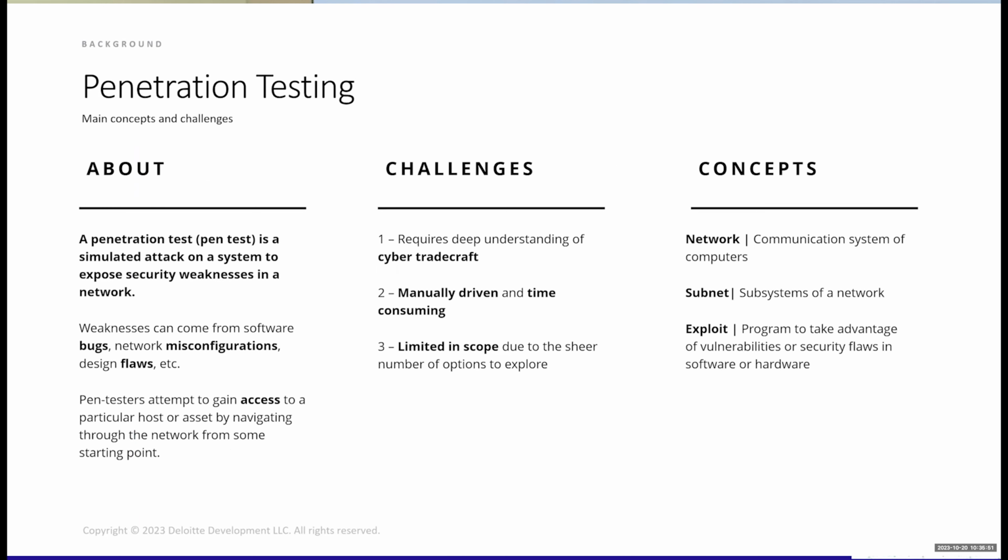Right? So just a simple definition, penetration testing is a simulated attack on the system to expose security weakness in the network. The main challenge the red teams are facing is, when they're dealing with a large, complicated network, say with 1,000 or even more hosts, it takes a lot of time and effort to figure out how to conduct the penetration test to get to the target, right? And so we think reinforcement learning could be used as a potential tool to automate this process.